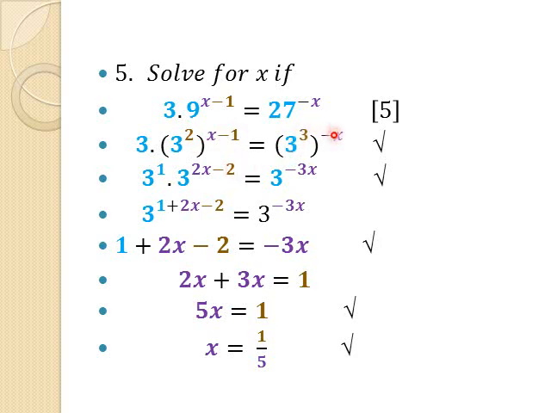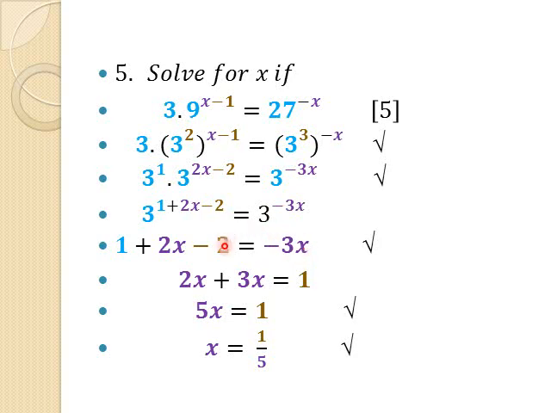3 times negative x gives me negative 3x, and the 3 simply becomes 3 to the power 1. The bases are the same, so we add the exponents, since base 3 and base 3 are the same and we're multiplying. So that becomes 1 plus 2x minus 2 equal 3 to the negative 3x. Bases are the same, so I drop them, and I'm left with 1 plus 2x minus 2 equal negative 3x.